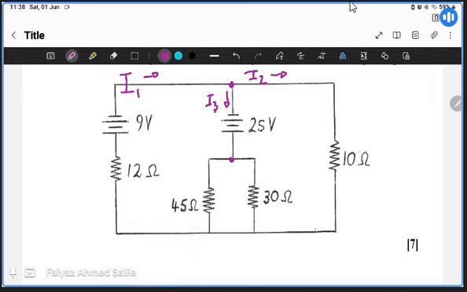And over here we know that the current has to divide on both sides, right? And over here is going to be I1. Over here it's going to be I2. Okay.